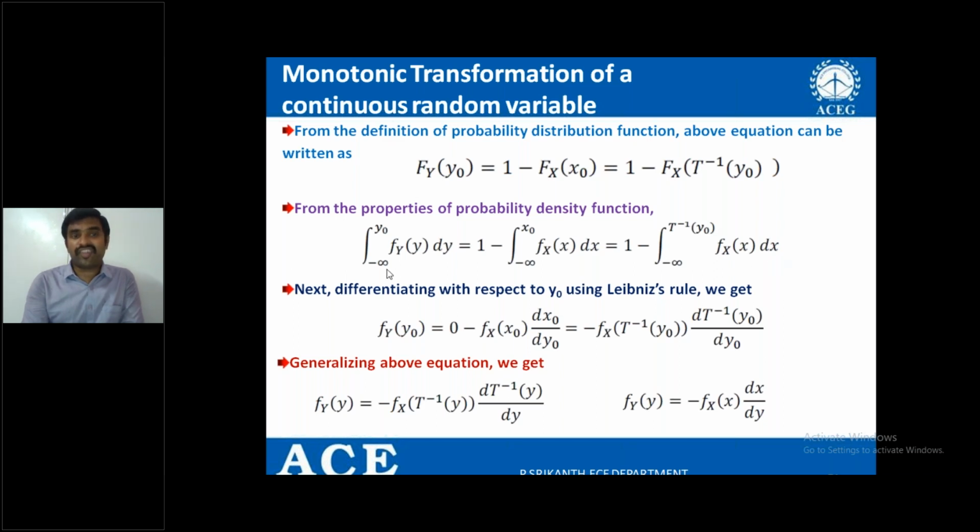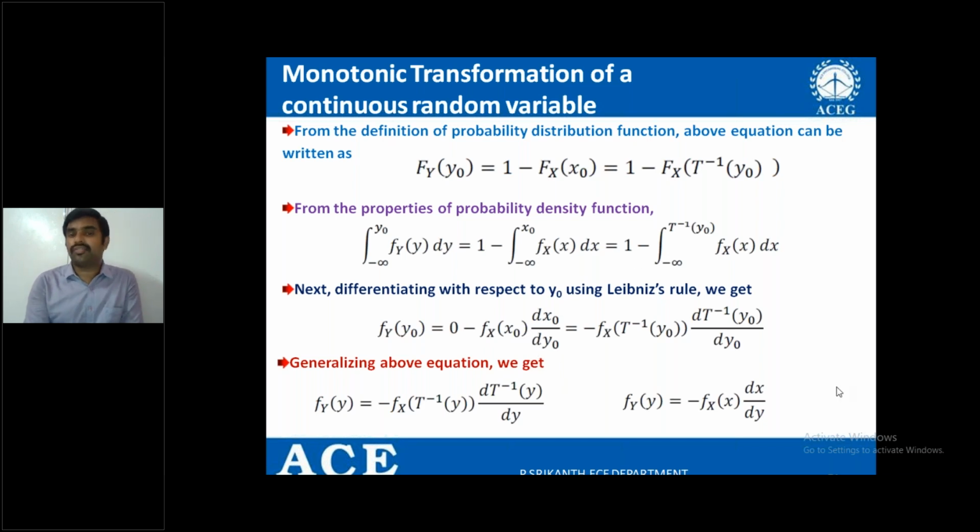By differentiating here, from the Leibniz rule, same as the previous one, f_Y of y naught into dy naught equals, anyway, one differentiation is 0, minus f_X of x naught into dx naught. Now I'm taking dy naught to the right-hand side, therefore it becomes minus f_X of x naught into dx naught by dy naught.